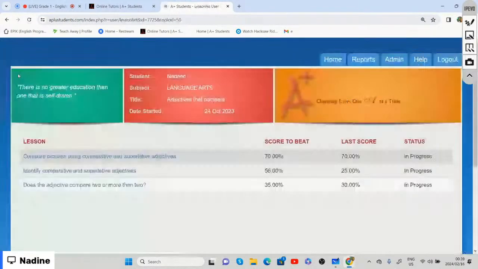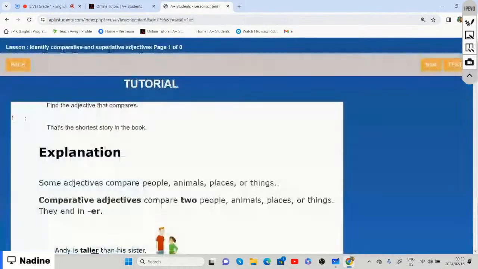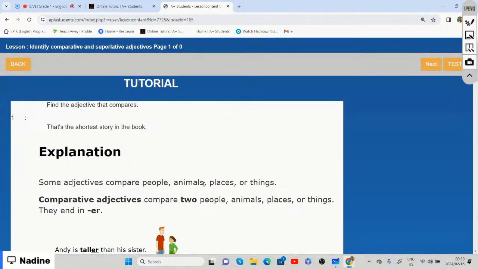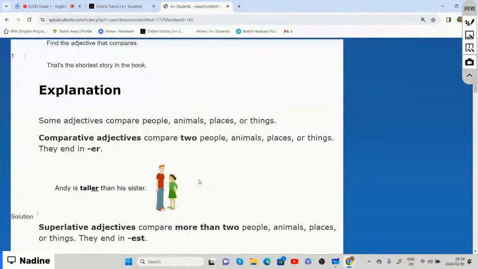All right, so we're now going to identify the comparative and superlative adjective. And we said that with comparative adjectives, we compare two people, animals, places, or things, and it ends in ER. That is if we are comparing it. For example, Andy is taller than his sister.